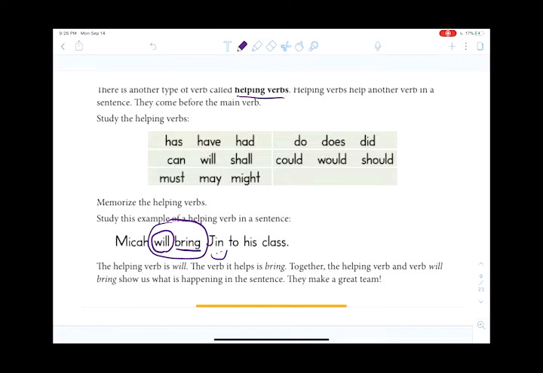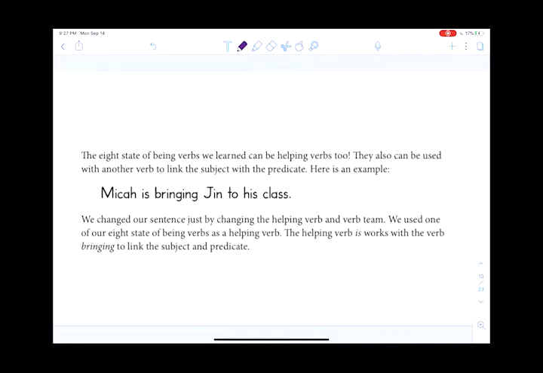The cool thing about state of being verbs is that they can also act as helping verbs. Here is an example. Micah is bringing Jin to his class. The verb is a state of being verb, but also acts as a linking verb in this sentence.